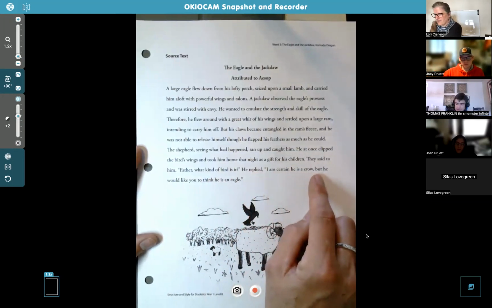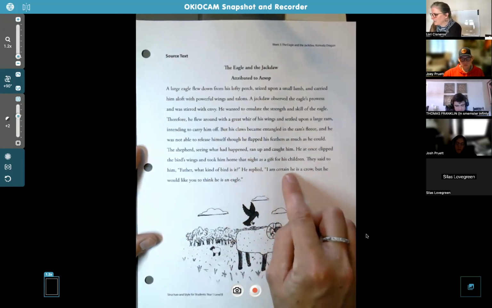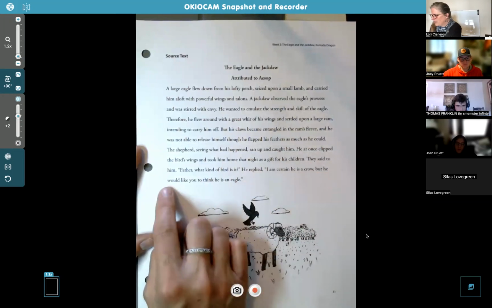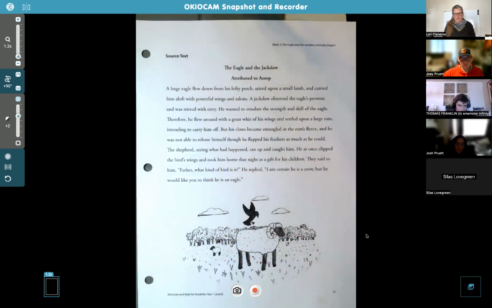Wait, he clipped his wings. I'll talk about that in a second. Hold on a second. I am certain he is a crow, but he would like you to think he is an eagle. All right, so Thomas, good point. There's a couple of weird things about this. Clipped his wings. Now, I actually am a farmer. I don't know if you guys know that, but I have a farm. I've got cows, horses, goats, and chickens. And in the chicken world, it is possible to clip their wings, and that just means the feathers. It does not hurt them one bit.